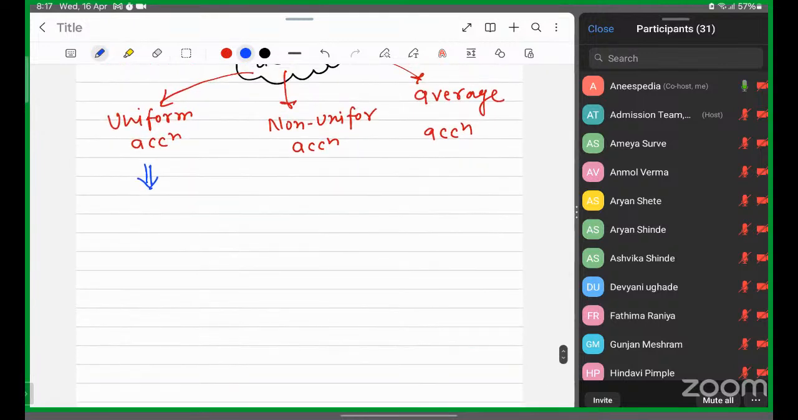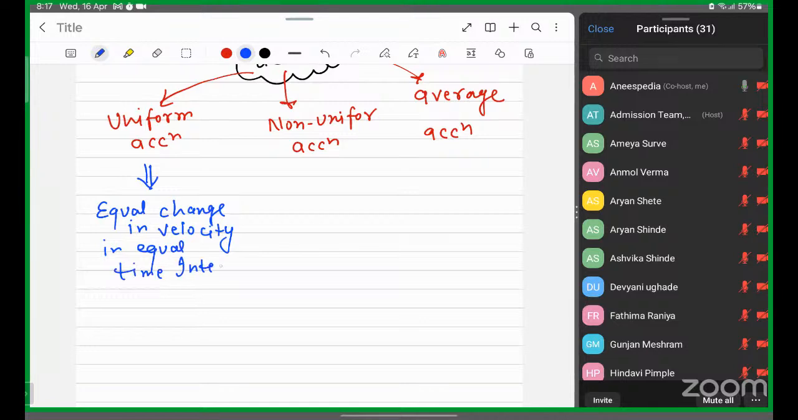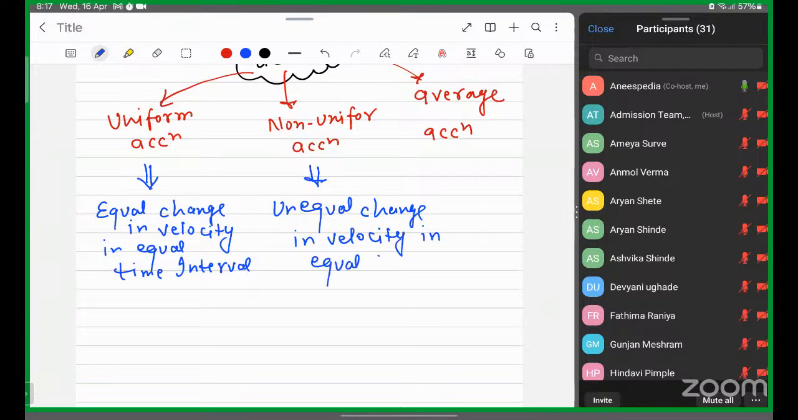Because acceleration is change in velocity, uniform acceleration can be defined as equal change in velocity in equal time interval. Non-uniform will be unequal change in velocity in equal time interval.